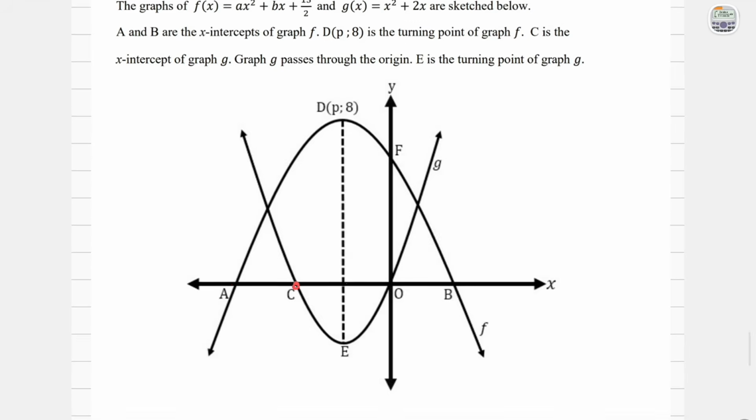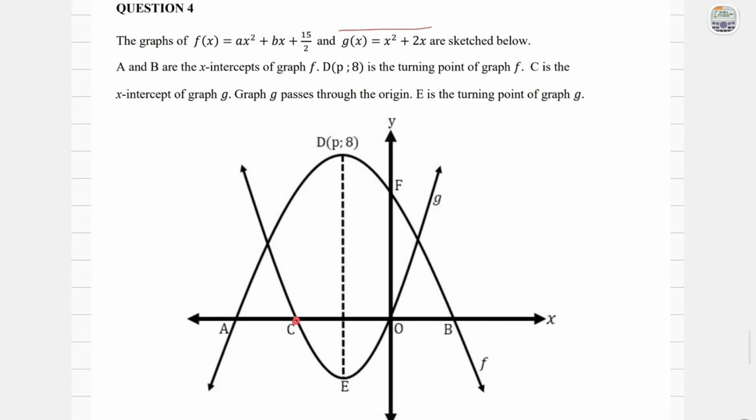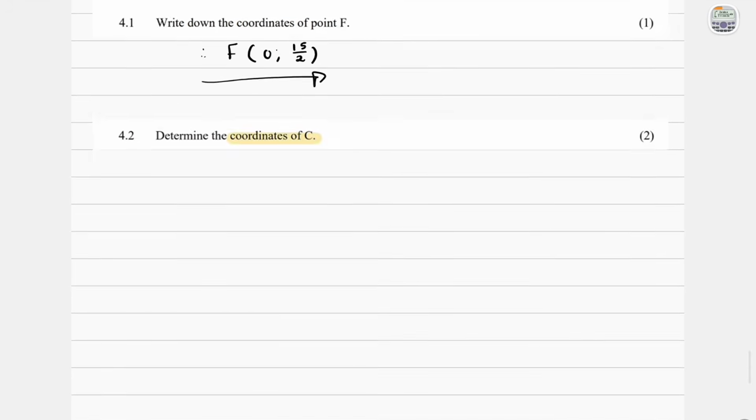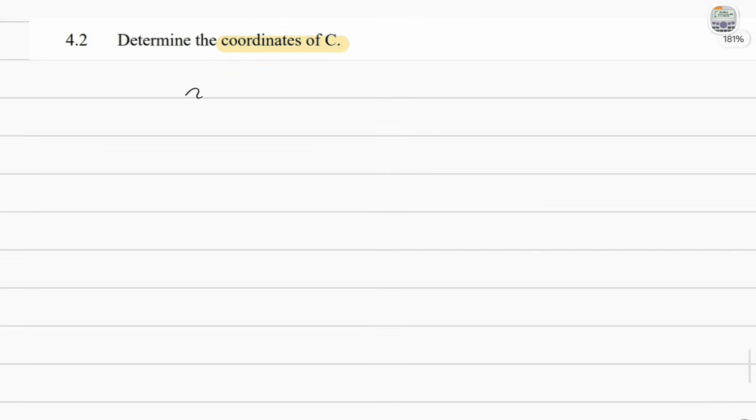So it's the x-intercept of this. We already have the full equation of G, so we can just make y equal to 0 to find the x-intercept. So g of x is going to be 0, equals x squared plus 2x. And then factorize this. It's two terms, but we have a common factor of x, so we'll take that out.